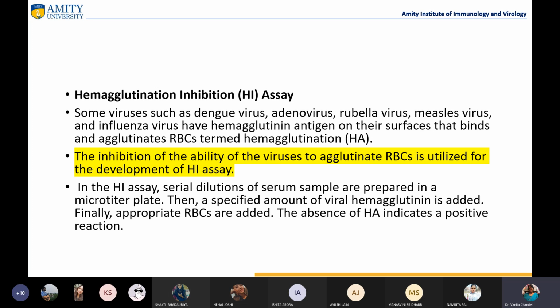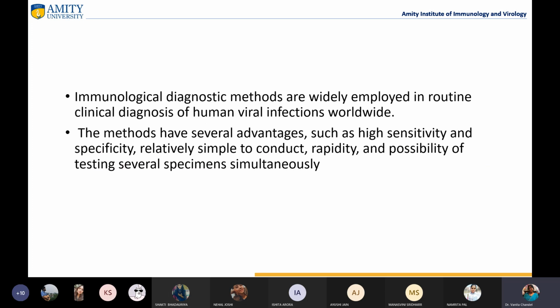So in this test, a number of dilutions of serum samples are prepared in a microtiter plate, and then we add a specified amount of viral hemagglutinin. Then finally, the appropriate RBCs are added. The absence of HA indicates a positive reaction. So this is a very small and general, common test which is used for the presence of the virus in the lab. So immunological diagnostic methods are widely employed in routine clinical diagnosis of viral infections worldwide. And they have the advantage that they have very high sensitivity and specificity also.